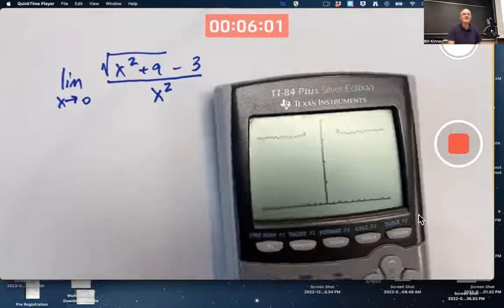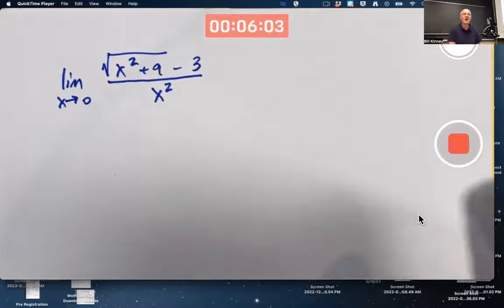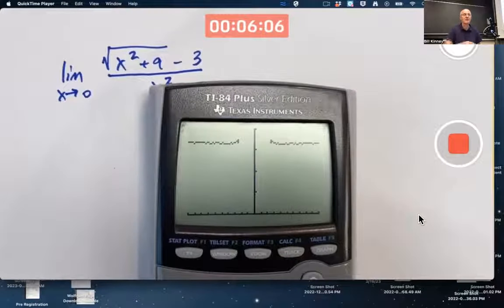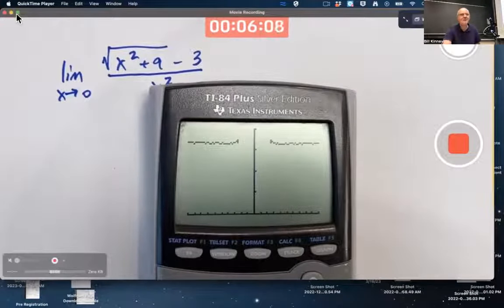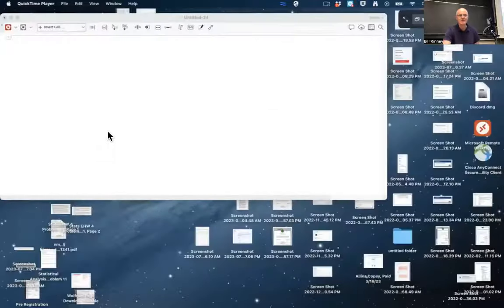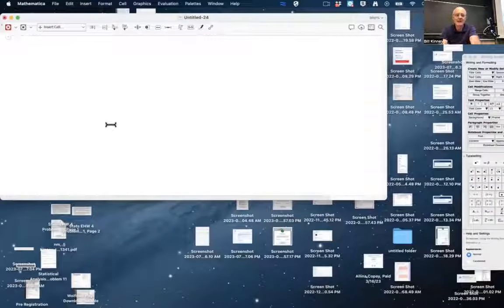Well, remember, your calculator is just a dumb machine. It doesn't really know when there's a removable discontinuity and when there's not. Let's try Mathematica and see what Mathematica produces. Maybe Mathematica is a little bit smarter than the calculator.